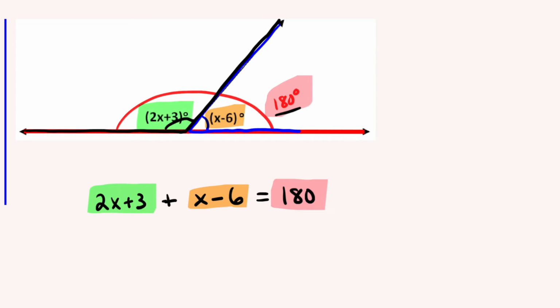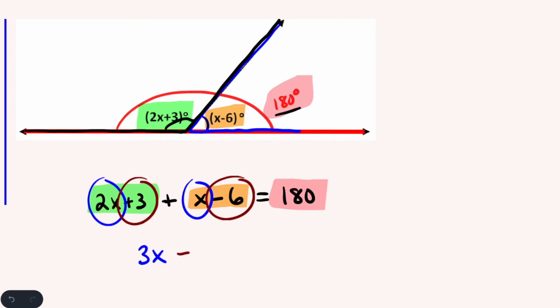And we're about to be able to solve the problem. We do know that we need to combine like terms. So we have 2x's plus an x would be 3x, plus a 3 minus a 6 would be a negative 3. Now that is equal to 180. We can solve for x now.